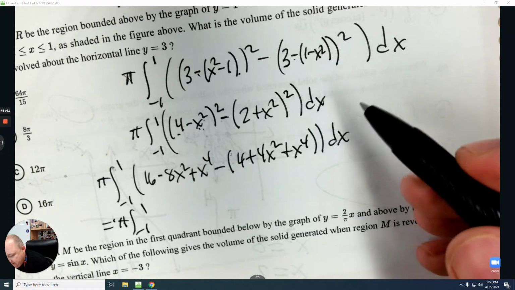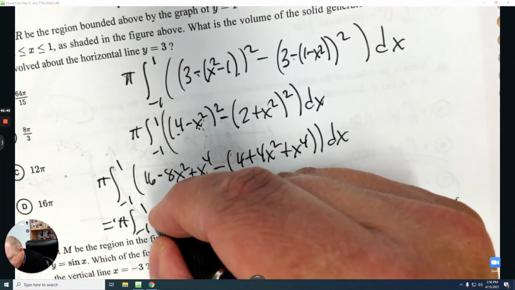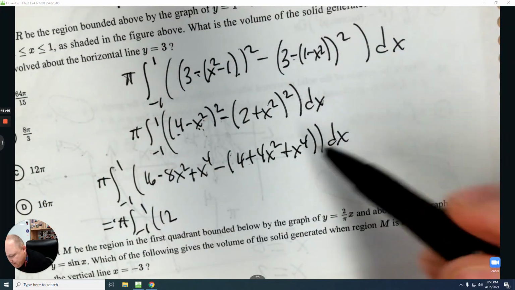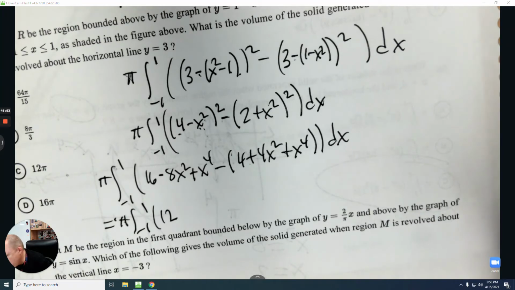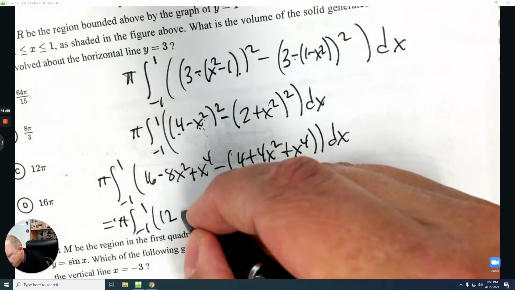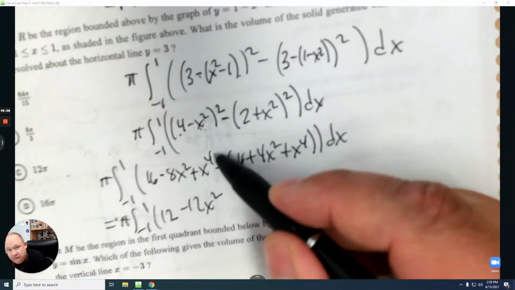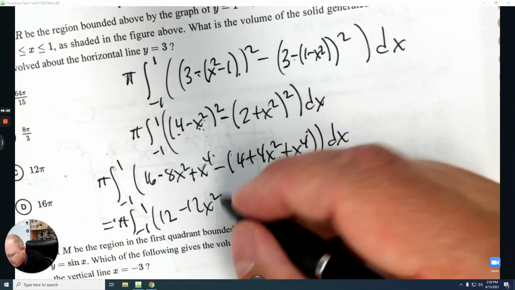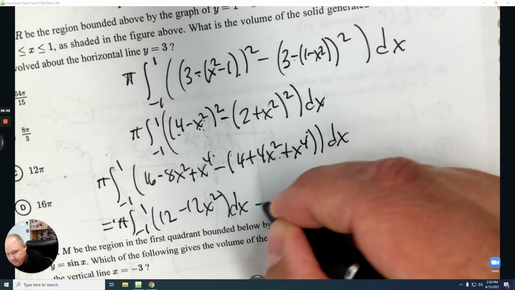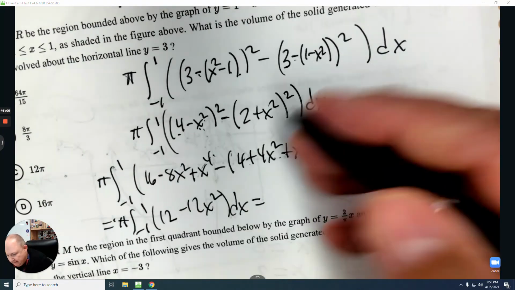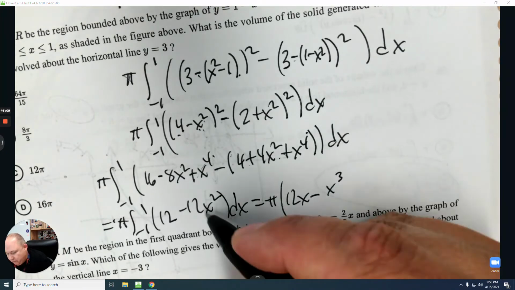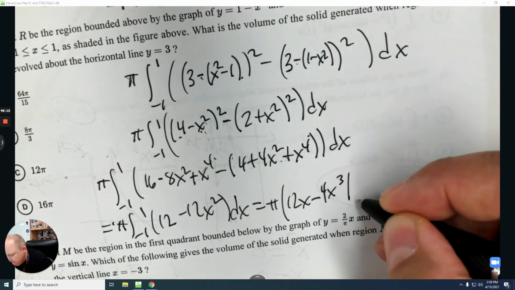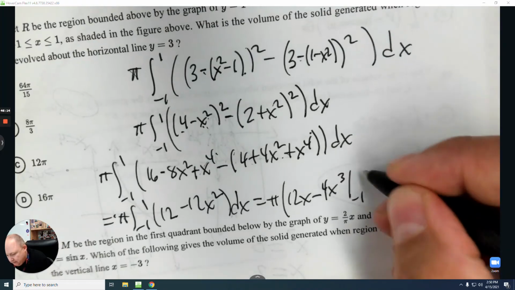So 16 subtract 4 is 12. Negative 8x squared subtract 4x squared is minus 12x squared. And x to the fourth subtract x to the fourth, it's now eliminated. So that's all I'm left with. So integrate it. That's 12x. Add 1 to the exponent. 12 divided by 3 is 4. And I'm integrating from negative 1 to 1.